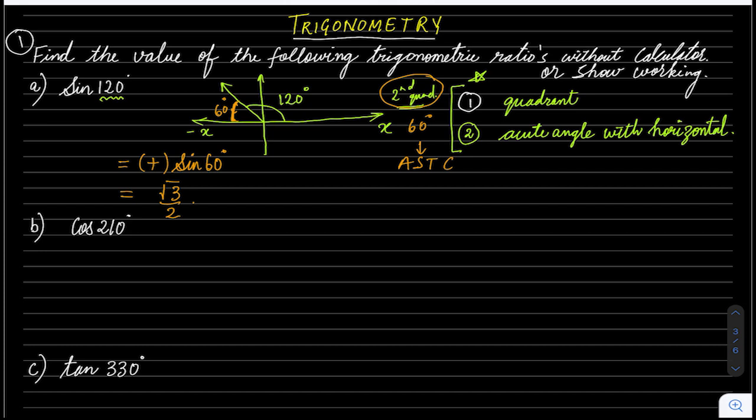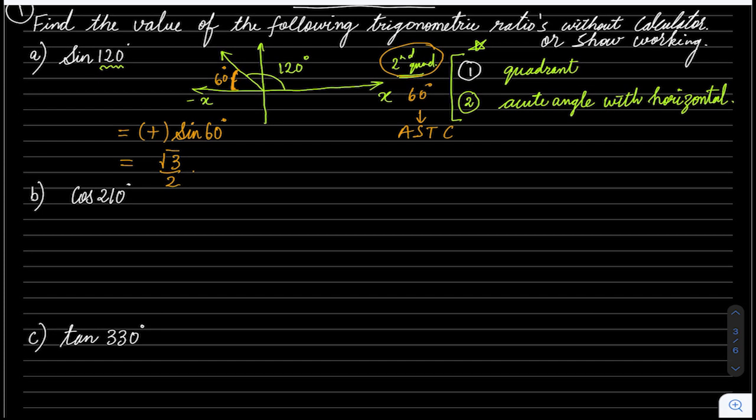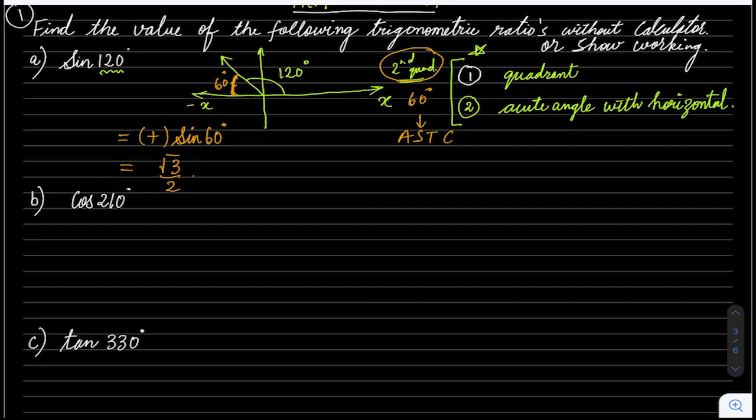Let's take more examples to understand this properly. You can pause this video and try the B part and C part yourself also. Okay, now the second is 210. First I will make a diagram. Where is 210? Let's say this is my 210 and this will be 30. This angle is 180. So this is my 210 degree angle. The angle with horizontal is 30 degrees and the quadrant is third.